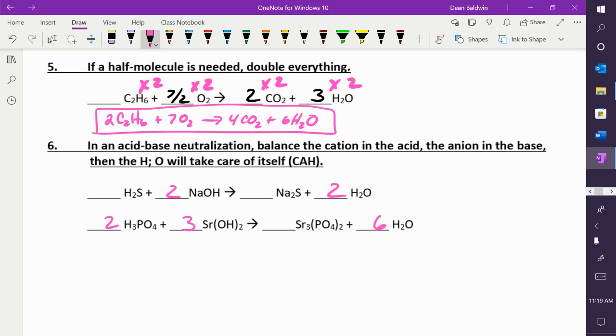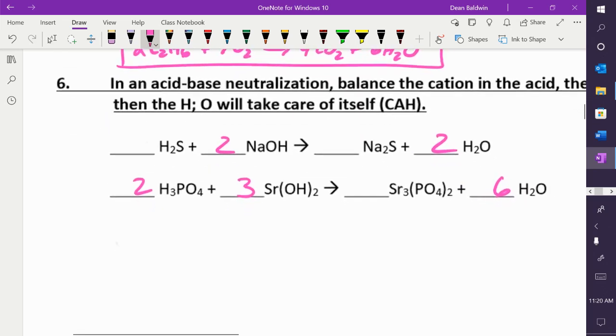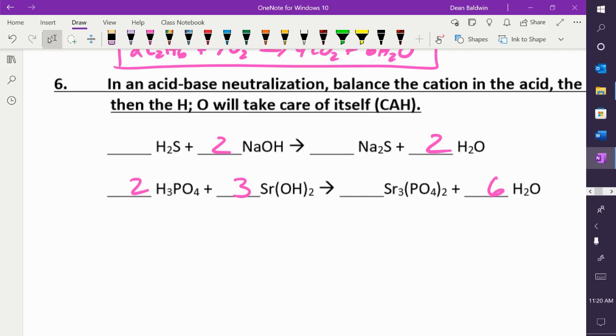Are we ready? 2, 3, blank, 6. So what you would do is balance the strontiums first, the Sr, the cation. There's 3 there, so you put a 3 there. Then balance the phosphates, PO4. So I put a 2 there.